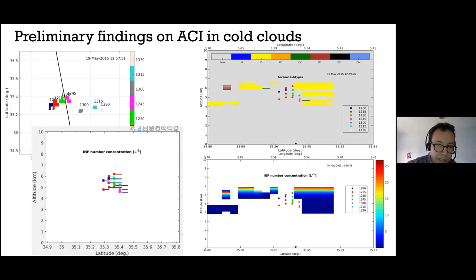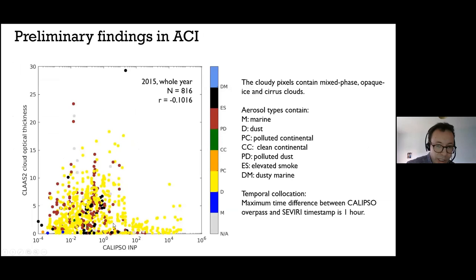cloud optical thickness from the geostationary satellite, is a scatter plot like this. So as I mentioned before, I just got this last week and it's pretty fresh. But what we can see is that for different aerosol types, we have, first of all, lots of data. This is for an entire year, 2015, for this European domain that we saw before. And we have mineral dust, polluted dust, which is this brown, and elevated smoke. And we can see that if we find an increased number of INPs, there are now two branches of cloud optical thickness.